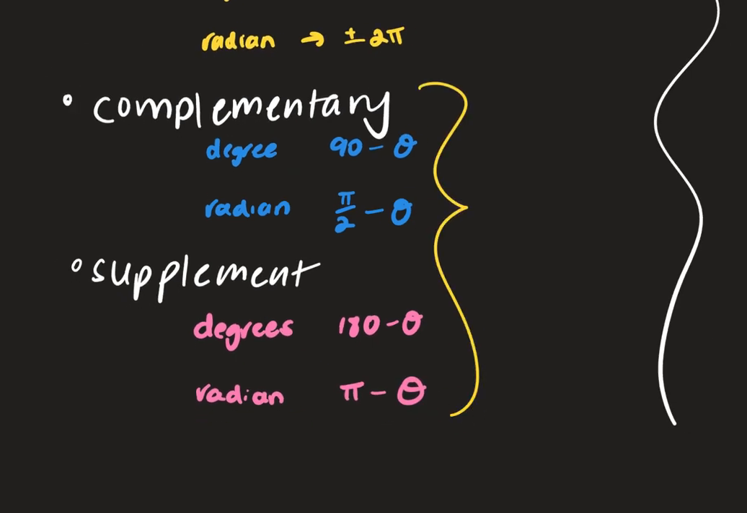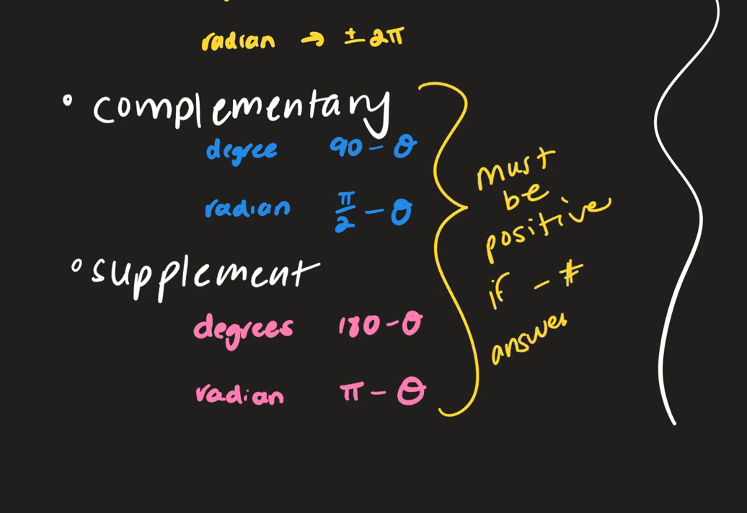And these must be positive. Okay? If you get a negative number, the answer doesn't exist. So if it's bigger than pi over 2 or bigger than 90, it doesn't have a complement. And if it's bigger than 180 or bigger than pi, then it doesn't have a supplement. So your answer there would be "doesn't exist," not a negative number. If you put a negative number, it's wrong. You have to say it doesn't exist, okay?